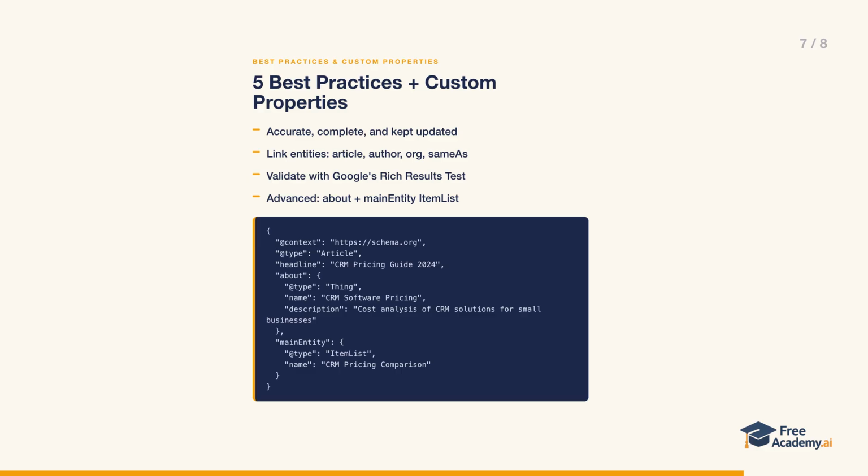Fifth, validate with Google's rich results test to catch errors and check required properties. And one advanced idea. Though not officially supported, you can add custom properties like an about block or a main entity item list to help AI systems even further.